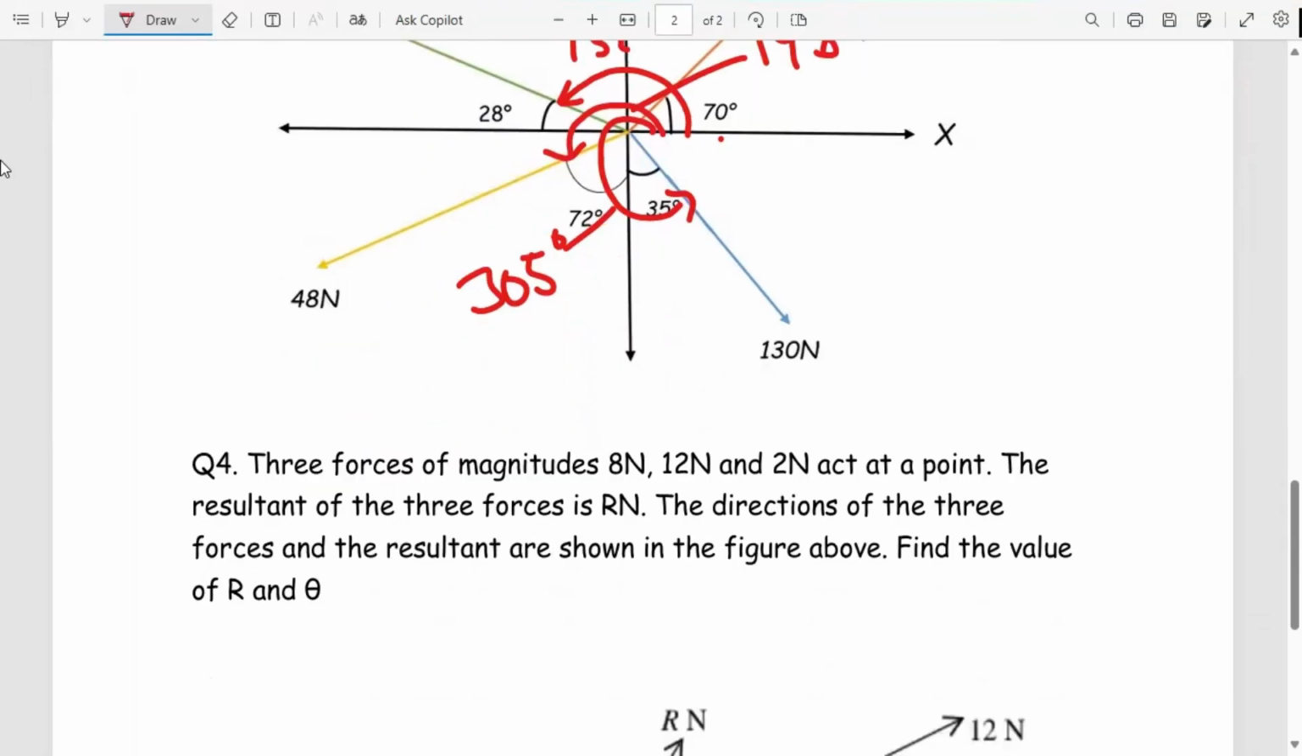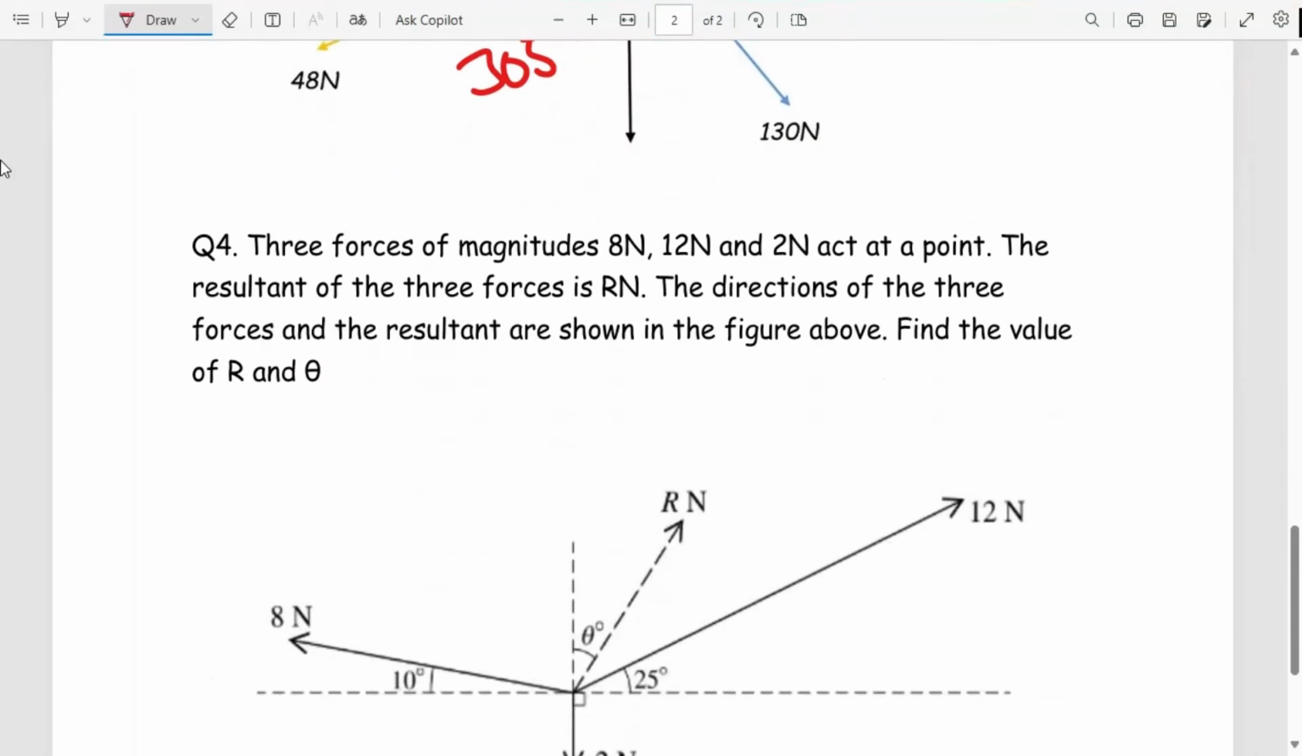From now, I guess we can move on to the last question, question 4. Question 4 says: 3 forces of magnitude 8 newtons, 12 newtons, and 2 newtons act at a point. The resultant of the 3 forces is R newtons. The directions of the 3 forces and the resultant are shown in the figure above. Find the value of R, which is the resultant, and the direction theta.